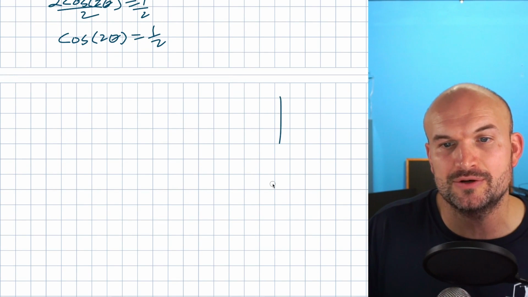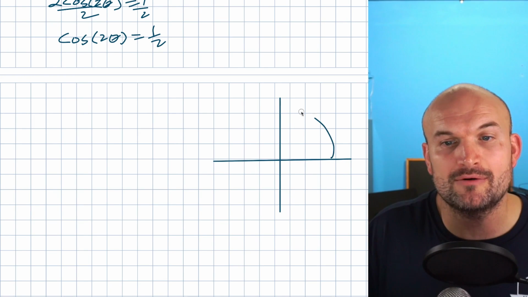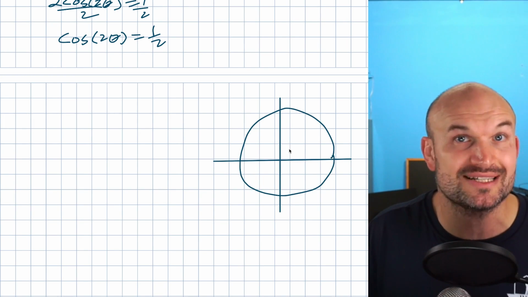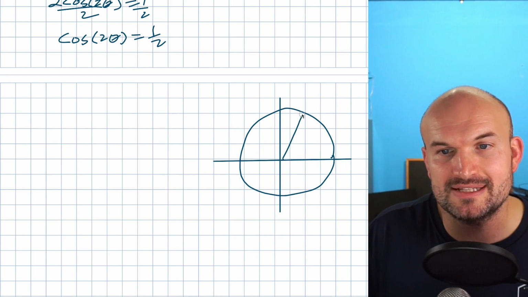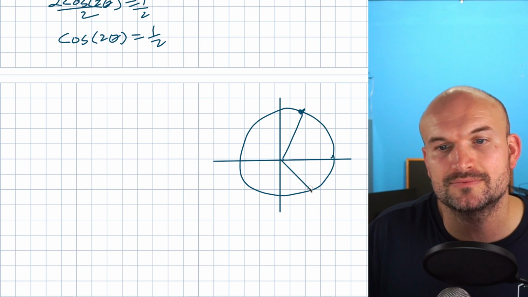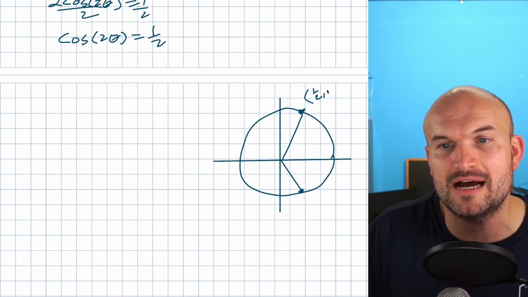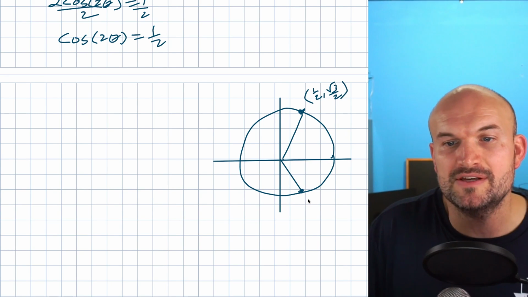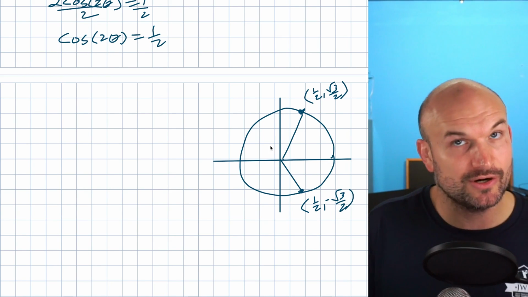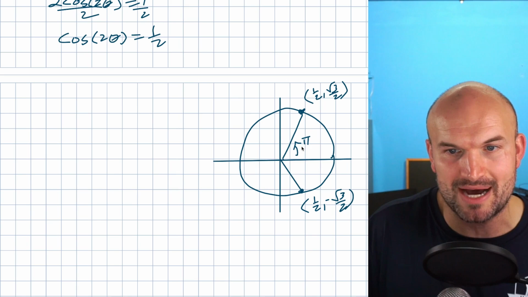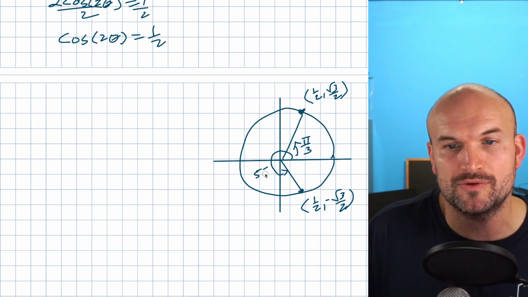So the first thing we're going to want to do is actually draw the unit circle here. And now I want to figure out when is cosine of 2 theta equal to 1/2. So again, remember cosine represents the x coordinate where sine represented the y coordinate. And cosine is going to be positive 1/2 here at this angle and at this angle. Because this angle is 1/2 comma square root of 3 over 2, and this one is going to be positive 1/2, negative square root of 3 over 2. Now again, you need to know your angles here. So this one is going to be pi over 3, and this angle is going to be 5 pi over 3.